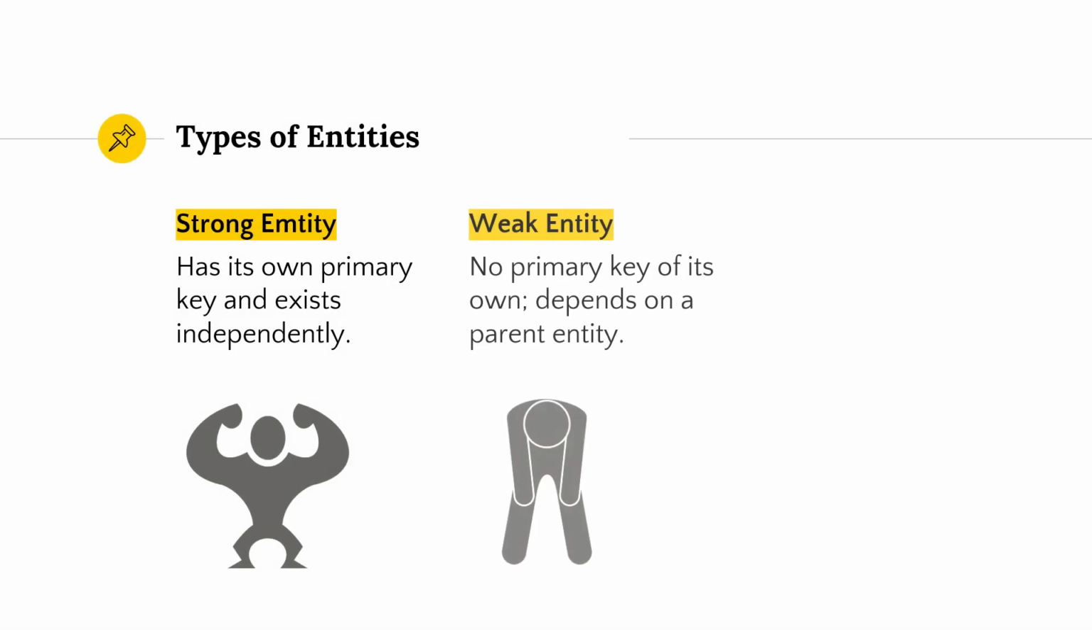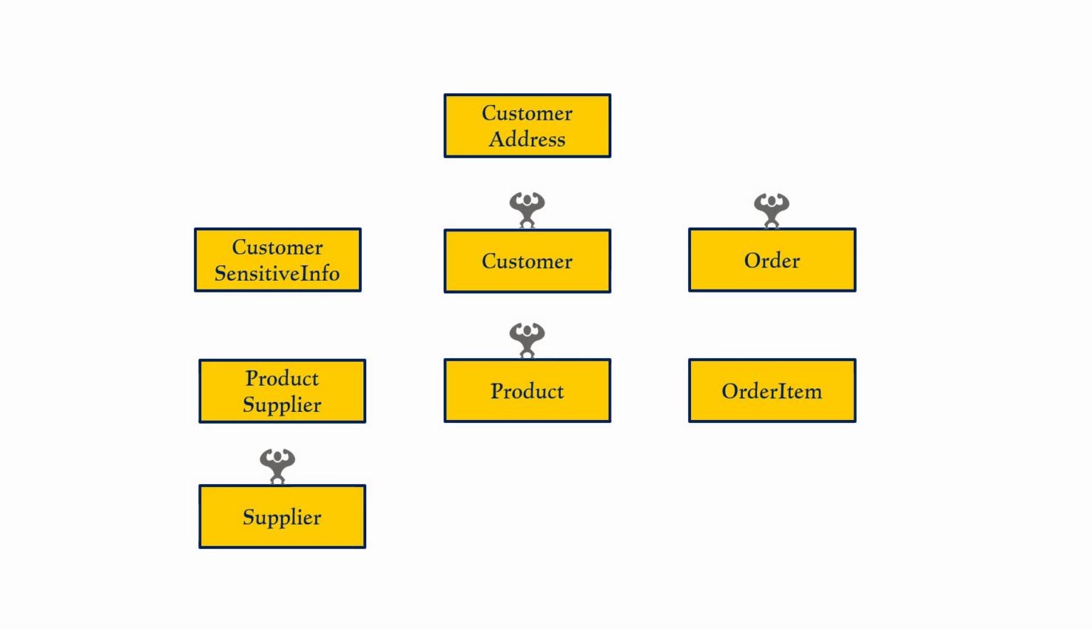The second type is a weak entity. A weak entity does not have its own primary key. Instead, it relies entirely on a parent entity for its identification. For example, let's say we store a customer's confidential information, such as passport numbers, SSNs, and tax IDs, in a separate table called Customer Sensitive Info for security reasons. This is a weak entity because if a customer is removed from the system, the corresponding Customer Sensitive Info record becomes completely invalid and must be deleted.